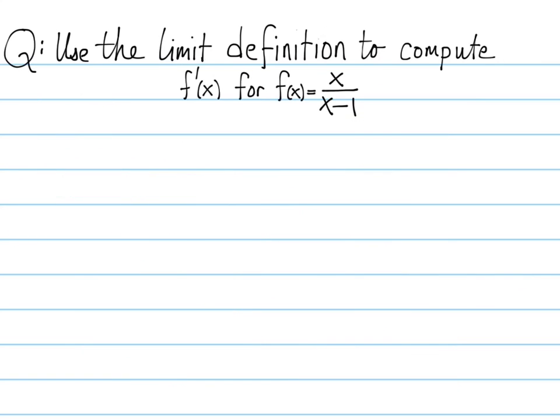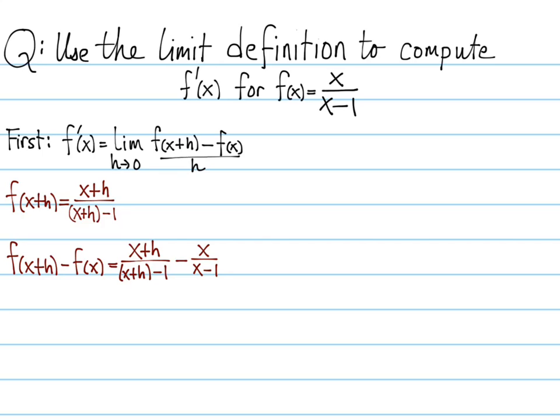One more example. Use the limit definition to compute f prime of x for f of x equals x over x minus 1. So, again, every time you do this, write the limit definition. The limit definition is f prime of x equals the limit as h goes to 0 of f of x plus h minus f of x all over h. Now, I'm going to do some more scratch work over here. F of x plus h is x plus h over x plus h minus 1.